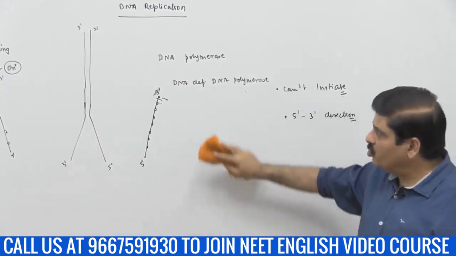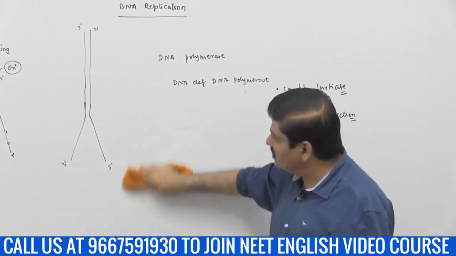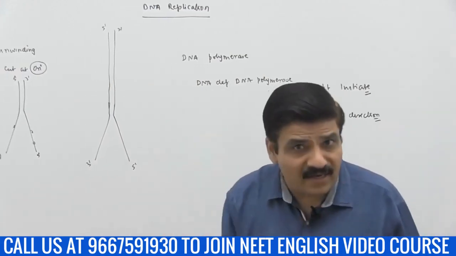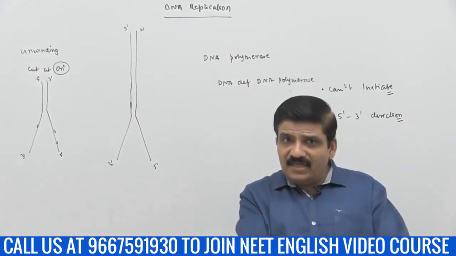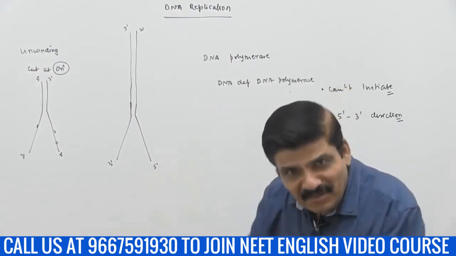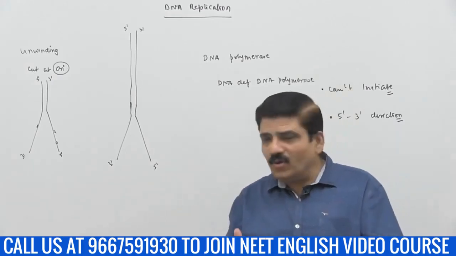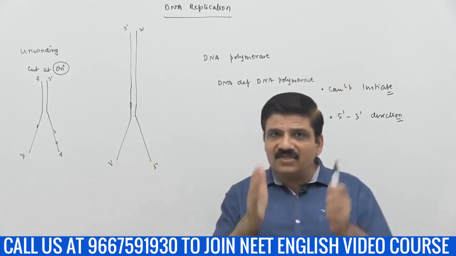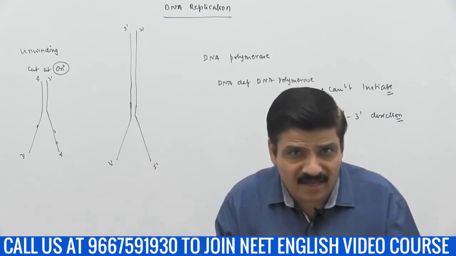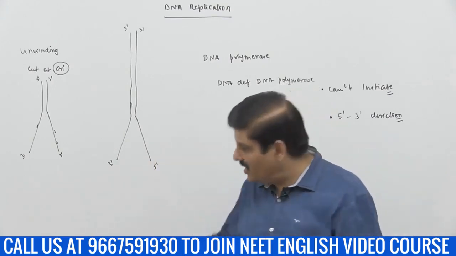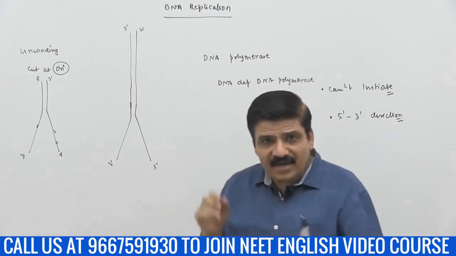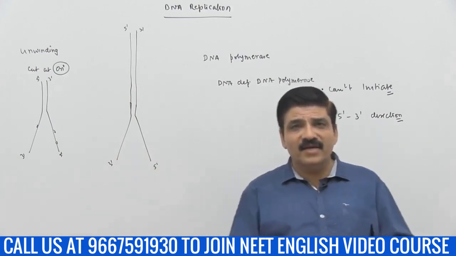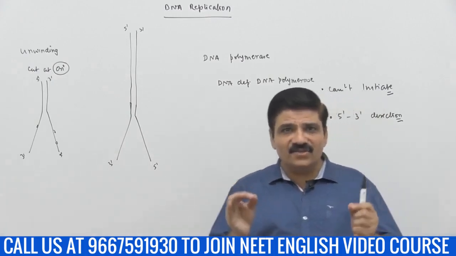So one thing is absolutely sure. If you want to synthesize DNA on the template of DNA, you will require DNA polymerase. And because DNA polymerase cannot begin the synthesis, something else must be synthesized in the beginning, and this thing cannot be DNA. Because if I am making any DNA, it has to be done by DNA polymerase, and it does not have the capability of initiating the synthesis.